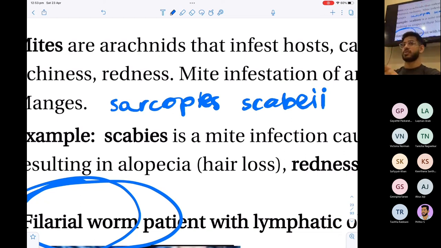They're ecto, because these are mites. Remember, mites and worms are ecto. These mites are all ecto. What's the solution? Any ideas?